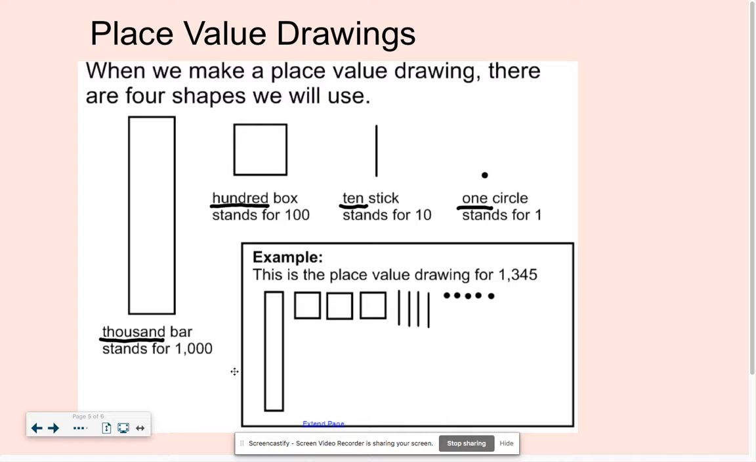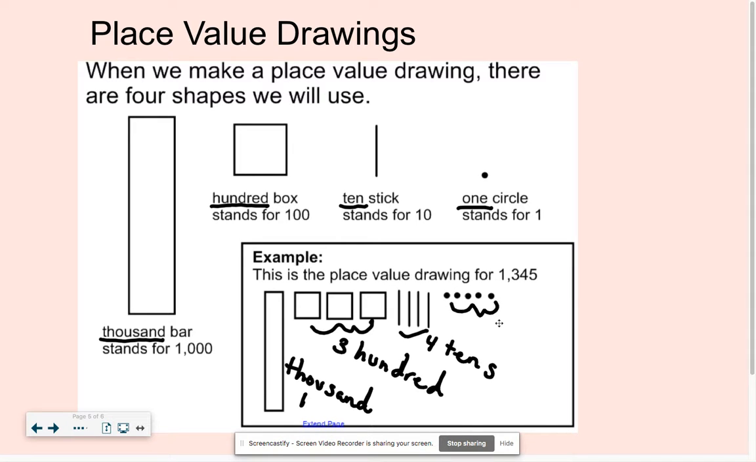So down here you see an example. We have one big rectangle, so that is our 1,000. And we only have one of them. We have these 300 boxes. We have these 4 tens. And we have these 5 ones dots. So we can find our answer of 1,345.